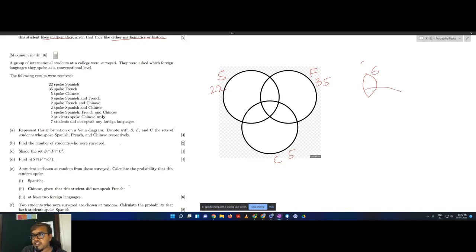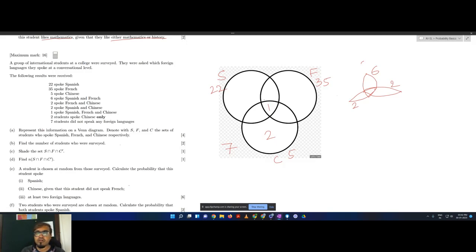2 spoke French and Chinese. And 2 spoke Spanish and Chinese. And we have 1 spoke Spanish, French, and Chinese. That's easy to locate. So this region here, 1 spoke Spanish, French, and Chinese. 2 students spoke only Chinese. So only Chinese is this one. And 7 did not speak any foreign languages. So anything outside these 3 circles is 7.